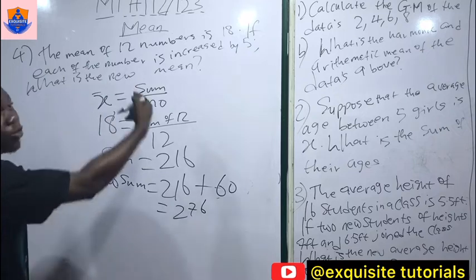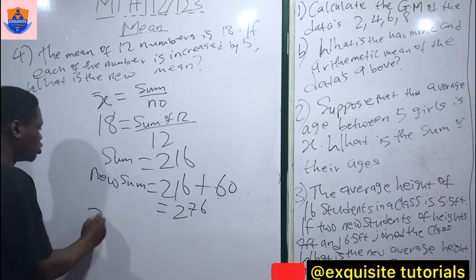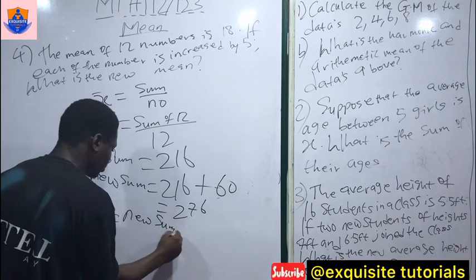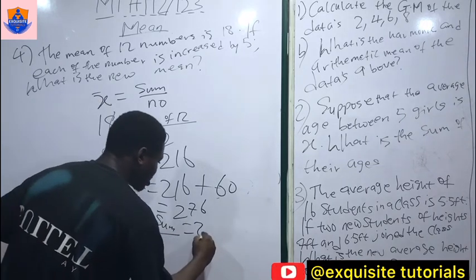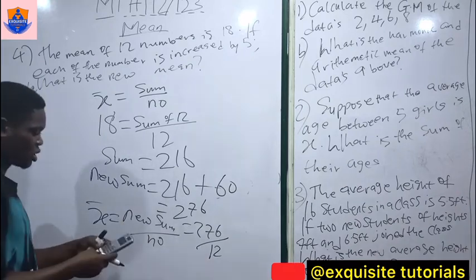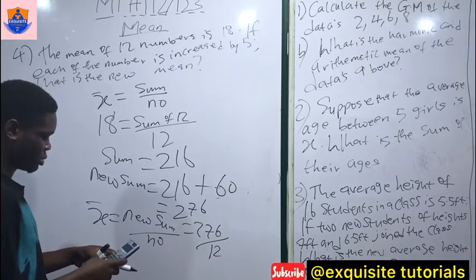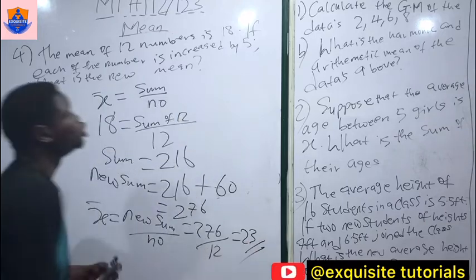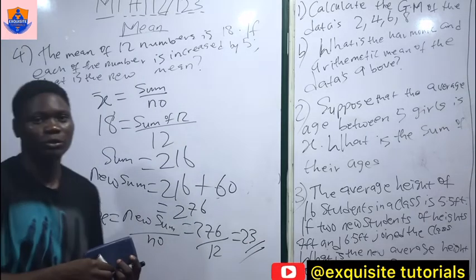So they have 12 numbers there. So the new mean will be the new sum over the number of numbers. So we have 276 all over 12 numbers. That's 23. So that is the new mean of the numbers.